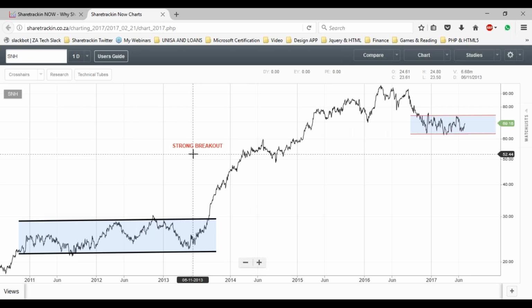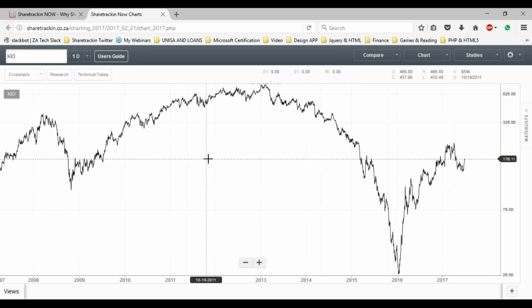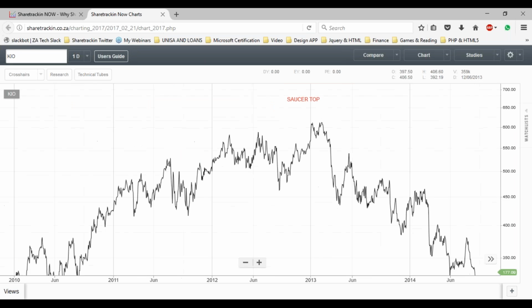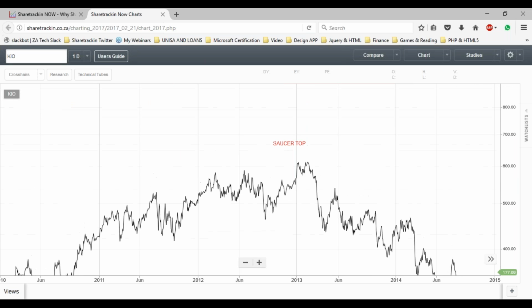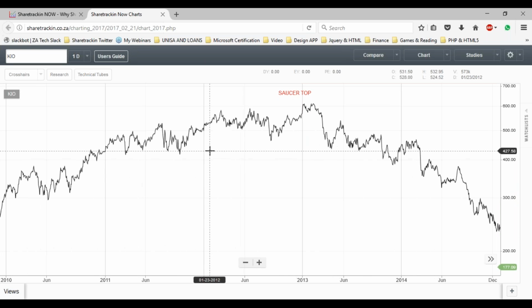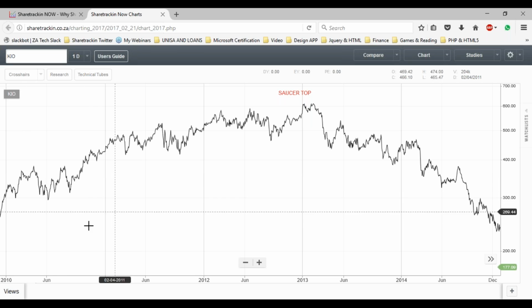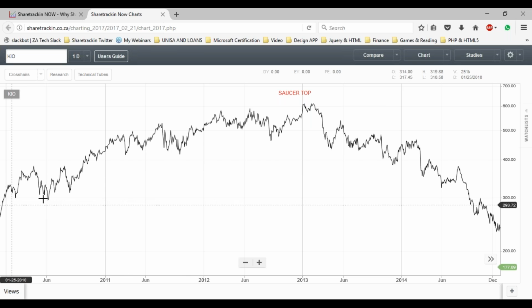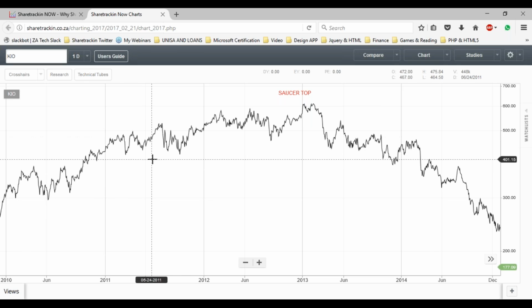A saucer top will gradually lose momentum as it reaches its peak, right? And as it reaches that peak, let's just get back to the saucer top example. Here we go. So you can see with Kumba, although it seems to you like it is moving in a slight sideways pattern, you'll see since 2010, it started to lose momentum as it gradually starts to make new highs, but it's very small increments as it moves.